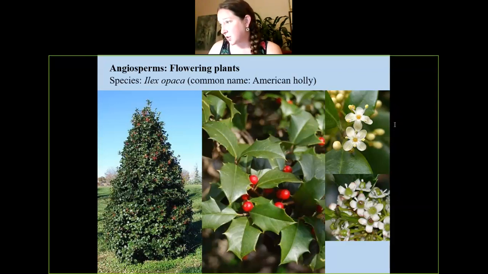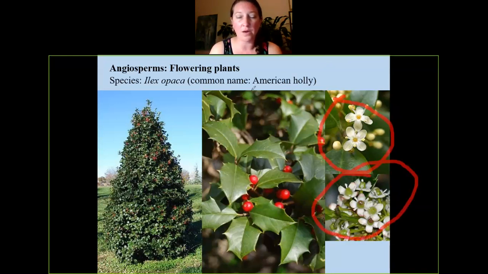It makes these little berries. And it's another example of dioecious. So there's 2 plant individuals. One has female flowers, one has male flowers. It's an example of male flowers. It's an example of female flowers. That would be on 2 separate plants.